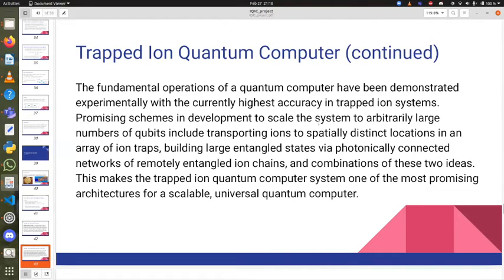There is a promising scheme in development to scale the system to an arbitrarily large number of qubits, including transporting ions to spatially distant locations in an array of ion traps. This is about how transportation of ions works in an array of ion traps, building large entangled states. This means the more the ion traps, the larger the state vector will be, so the complexity of the information will increase. We can also build a large entangled state via photonically connected networks or remotely entangled ion chains, and a combination of these two ideas. This makes the trapped ion system one of the most promising architectures for a scalable universal quantum computer.